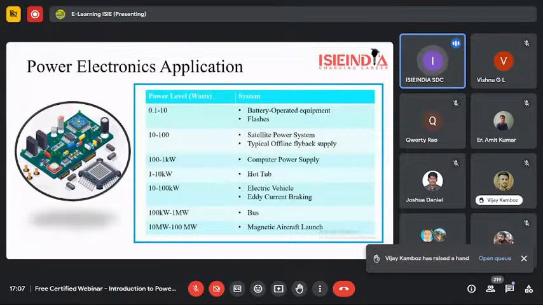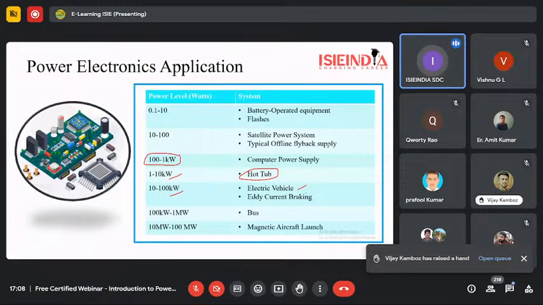Okay, on the screen we can see the power electronic applications, depending upon the power level. From 1 watt to 10 watt are battery operated equipment and flashes. From 10 to 100 watt we see satellite power systems and typical offline flyback supplies. Then the computer power supply requires 100 watt to 1 kilowatt. A hot tub or heater is about 1 to 10 kilowatt. And at 10 to 100 kilowatt the electric vehicles come into the scenario, because the battery pack in a four-wheeler is about 40, 50, 60 kilowatt.